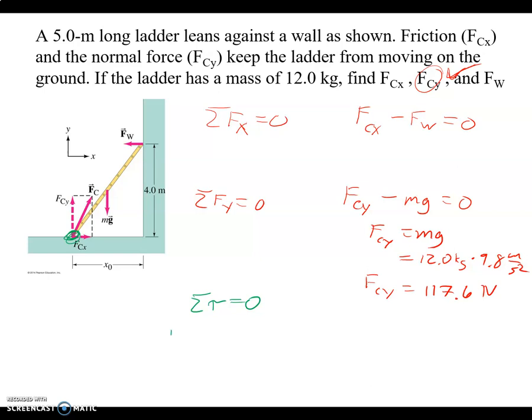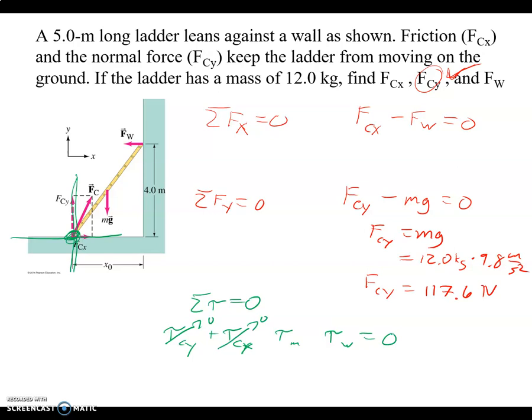So I get torque due to the normal force, torque due to the frictional force, torque due to the weight, and torque due to the force on the wall. All have to equal 0. Torque due to the normal force is going to equal 0 since it is at the origin of my coordinate system. Torque due to friction is also going to be 0.